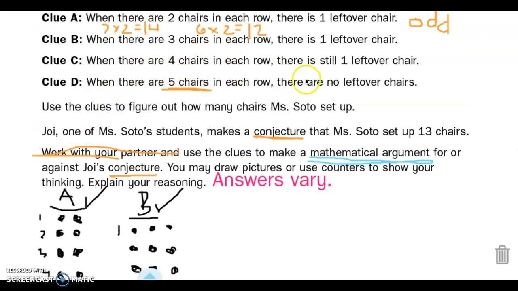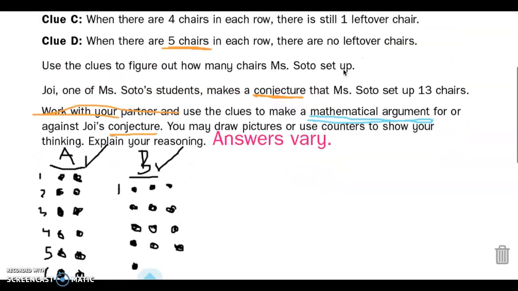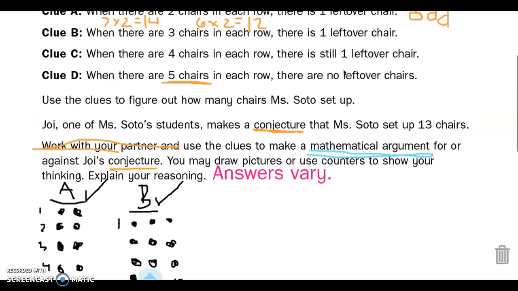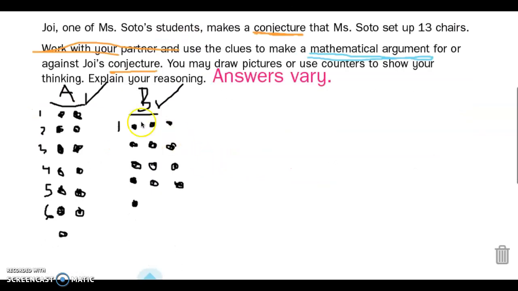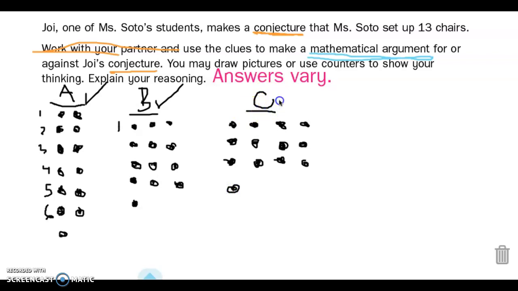Okay, that means we have to try clue C. When there are 4 chairs in each row, there is 1 chair left over. 4 chairs in each row. Oh, look at that. We had 4 by 3, so now I'm just going to do a 3 by 4. I just used my facts, but I flipped them around. It's like fact families. They still work because look at how many I have in a row? 1, 2, 3, 4. 3 times 4 is 12. And my clue said I'd still have 1 left over. So 12 plus my extra is 13. Does clue C fit? You betcha.